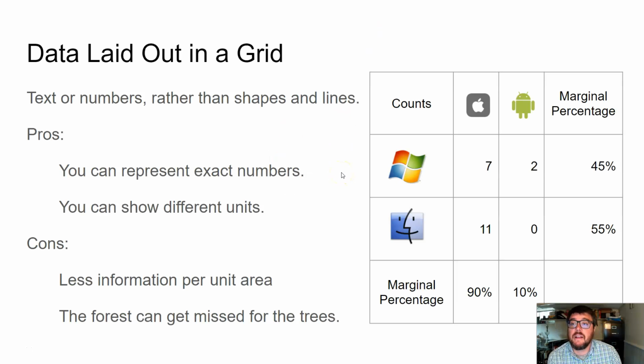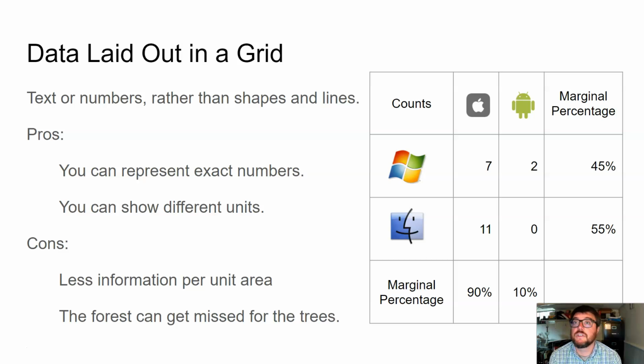The next way of presenting data that I'm going to talk about is a table. So you've probably seen tables before. It's any kind of data laid out in a grid. It's usually text or numbers. And two of the advantages of it are that you can represent exact numbers, whereas with a plot or a graph, you're only getting a visual estimate. And that you can show different units. So you could have a different unit for every column in your table, whereas with a graph, usually you have one unit for the x-axis and one unit for the y-axis, and that's it.